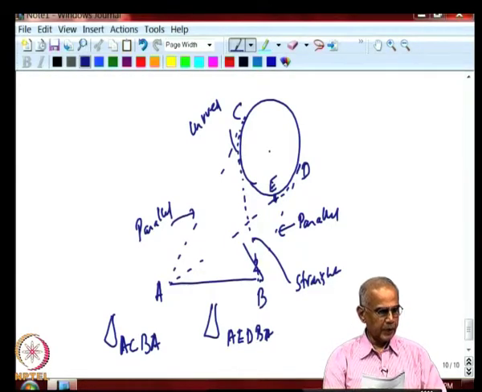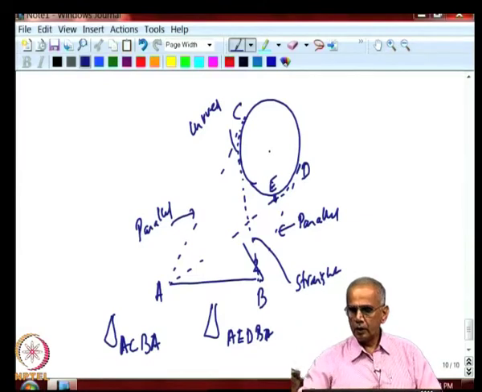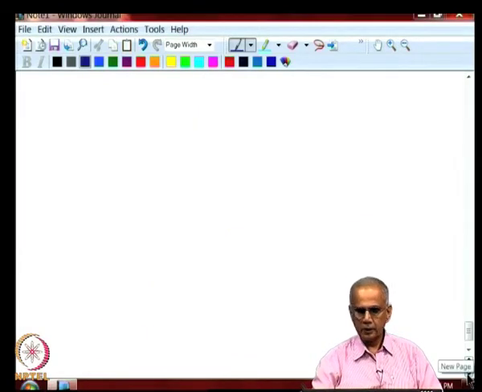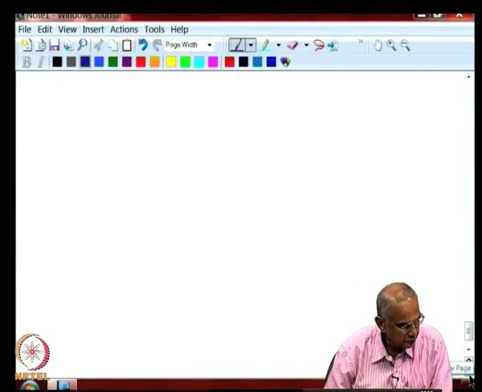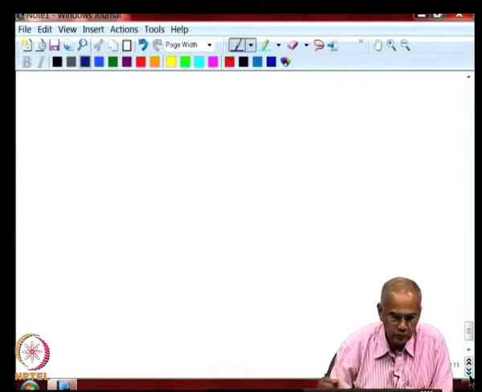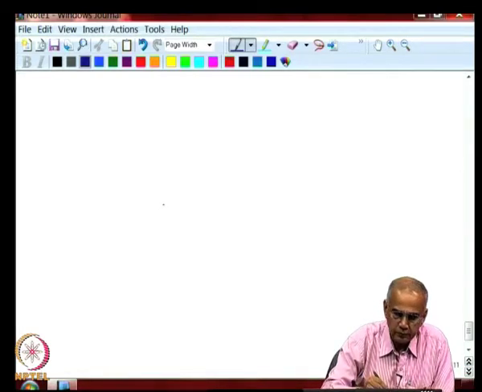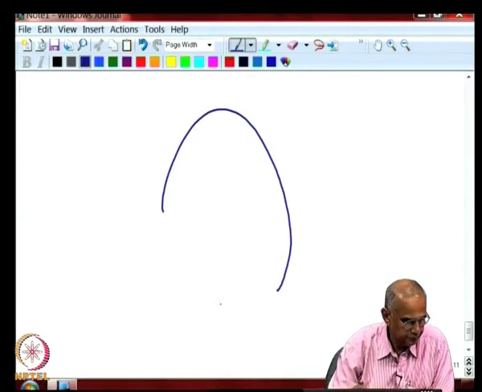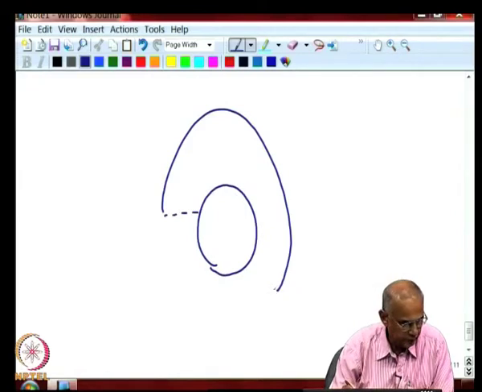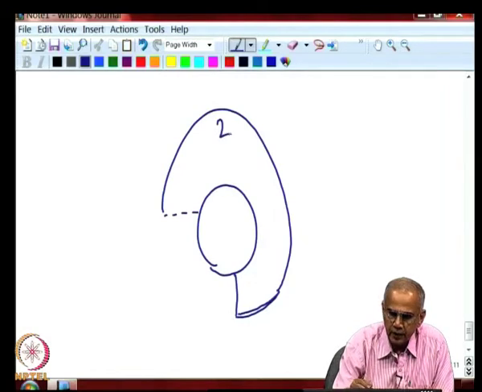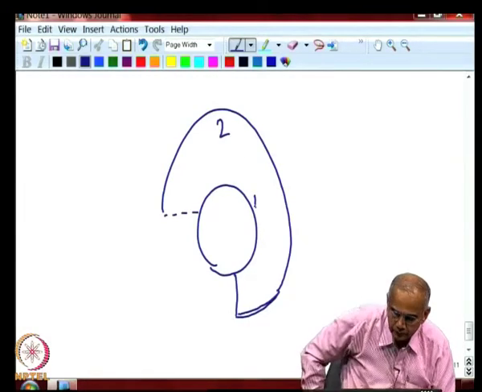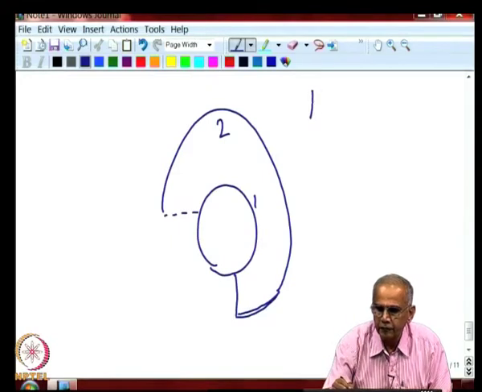Now, there are situations where you may not even have to draw the strings directly. For example, suppose there is a circular tube, a hollow tube and a solid tube here. This is surface 2 and this is surface 1. And you want to find F A2.